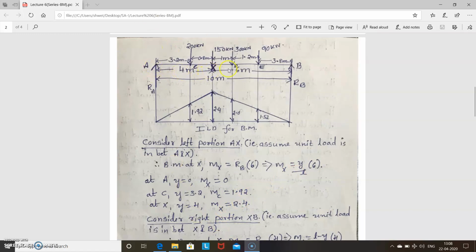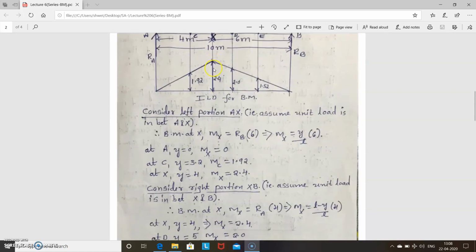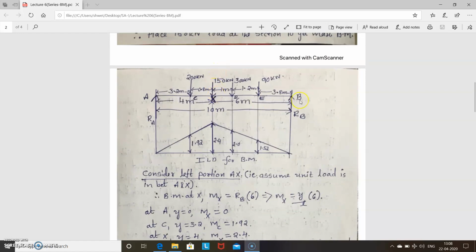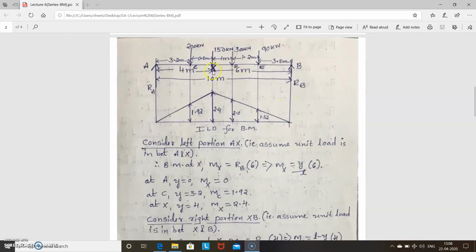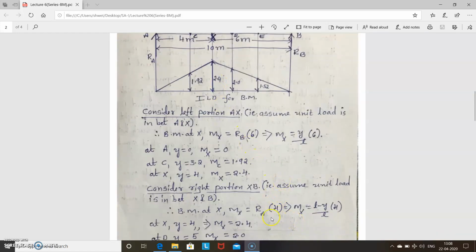AX is done. Next go to the next portion, that is XB. Means unit load is now in between X and B. Okay, so what is bending moment at X? So unit load is here, so consider this side. What is bending moment at this side? RA into 4. What is RA? RA is L minus Y divided by L into 4.